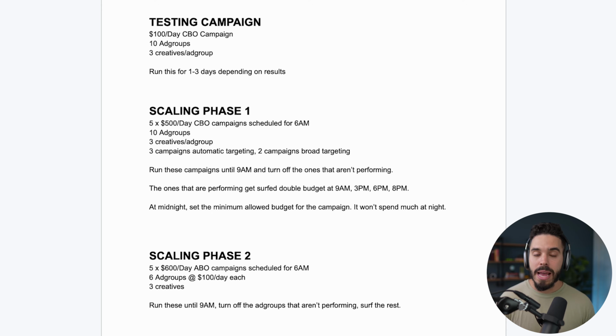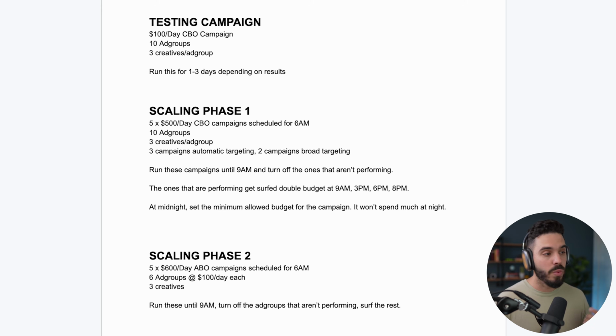Now what you're going to do next is run these campaigns until 9 a.m. and turn off the ones that aren't performing. So what does it mean that a campaign is not performing? It means that obviously it doesn't have orders, but more than that, you want to look at click-through rate, you want to look at cost per click, you want to look at CPM, all these things, and we'll analyze them here together in a second so that you see exactly how to do that.